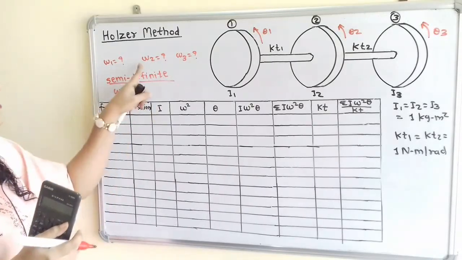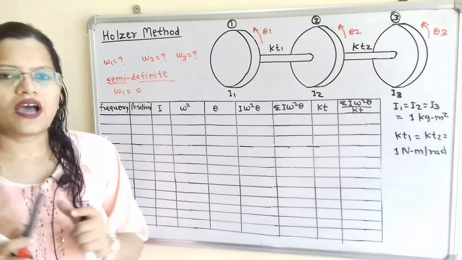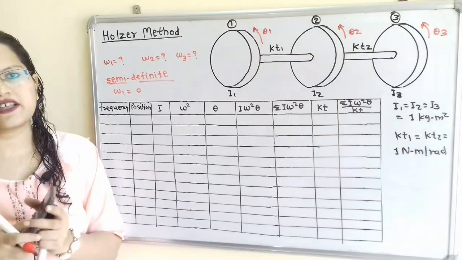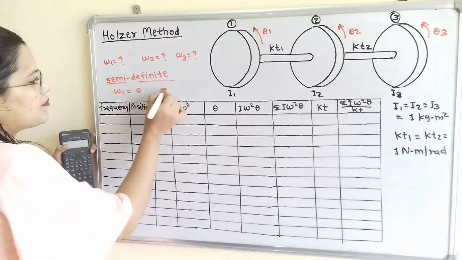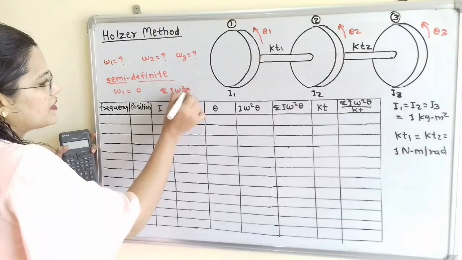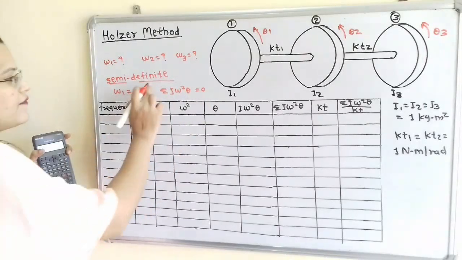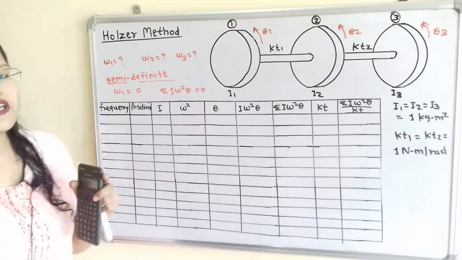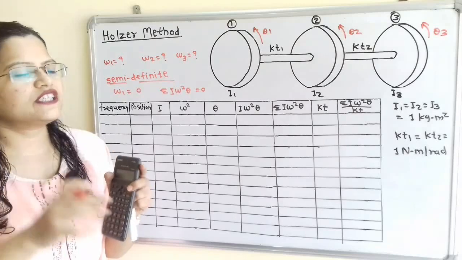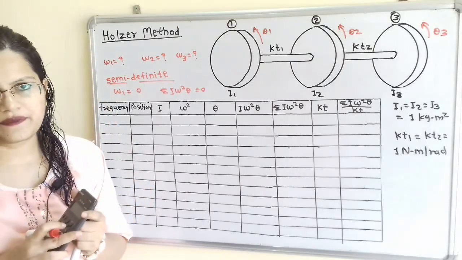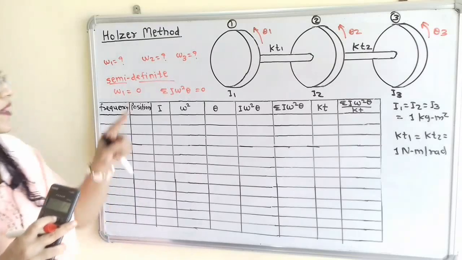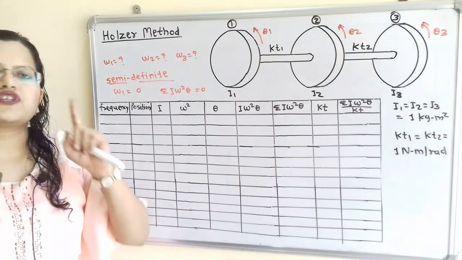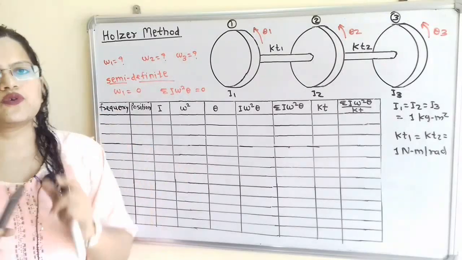Now we have to find out the remaining two frequencies. So how to find out? So we will apply the Holzer method. So this is the trial and error method, and we have to show summation of I omega square theta is equal to 0. And when this summation of I omega square theta value 0 is achieved, then that frequency is known as natural frequency. And because this is the trial and error method, we have to assume the value of omega. So we will first assume the value of omega in between 0 to 1.